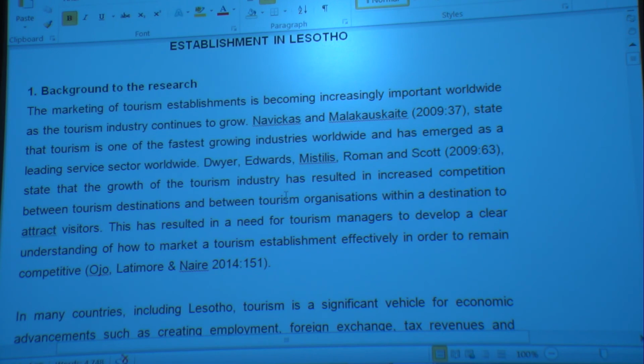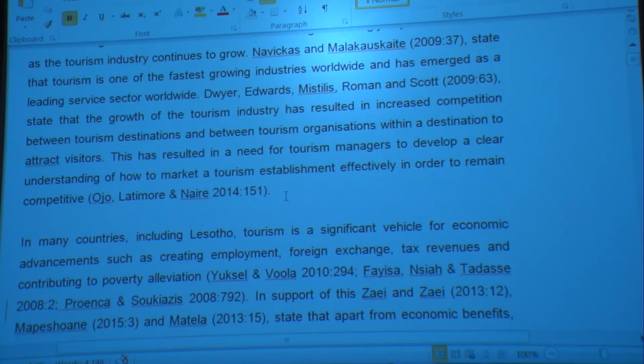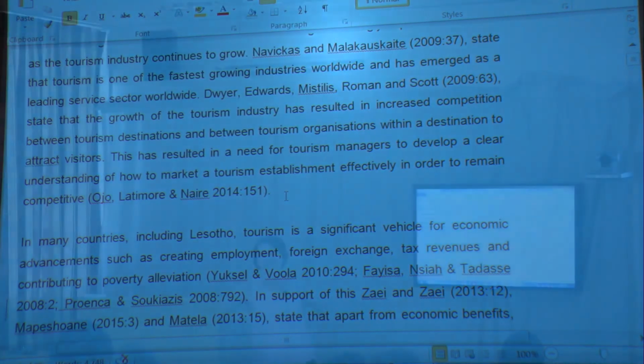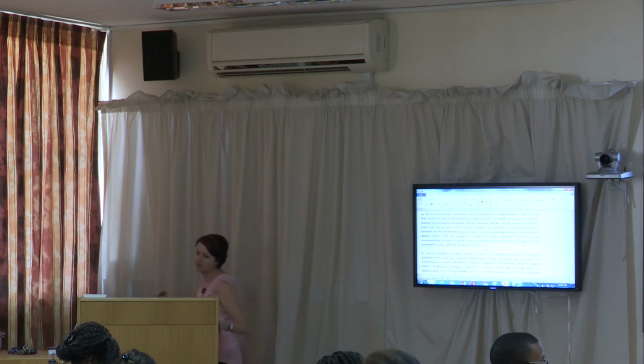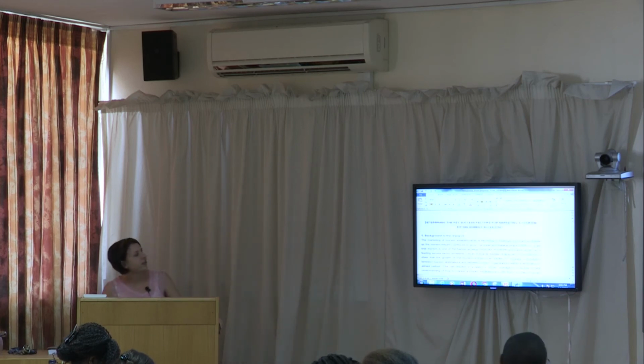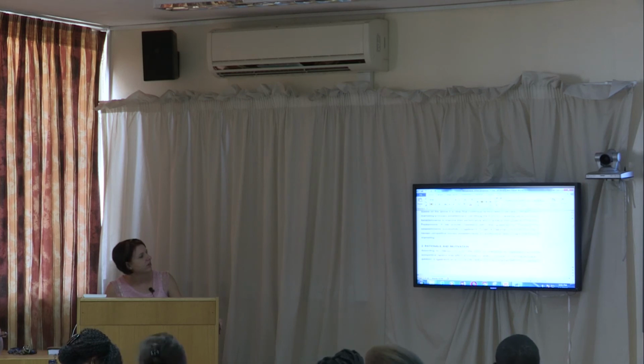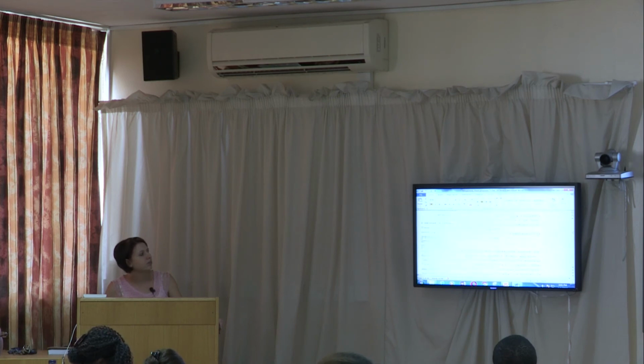The proposal, she's asking how many pages. The proposal is about 15. 15, 1-5. And it also ends, remember, with the reference list. Here you can see a background to the research, rationale, problem, objectives, importance, design.